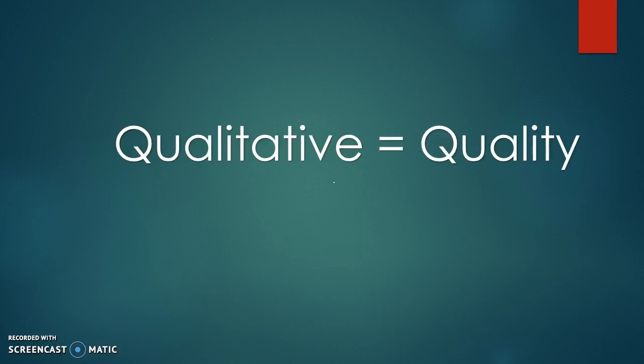Qualitative research gives you more depth of understanding. It studies the why versus the how much. It studies the why and the how of a research study versus how much or how little.